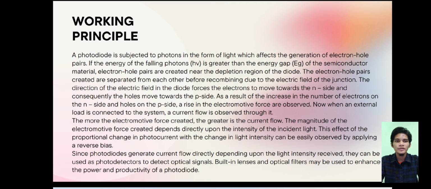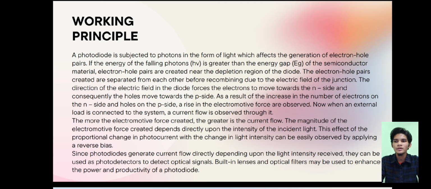As a result of the increase in the numbers of electrons on the N side and holes on the P side, a rise in the electromotive force is observed. Now when an external load is connected to the system, a current flow is observed through it. The more the electromotive force created, the greater is the current flow. The magnitude of the electromotive force created depends directly upon the intensity of the incident light.